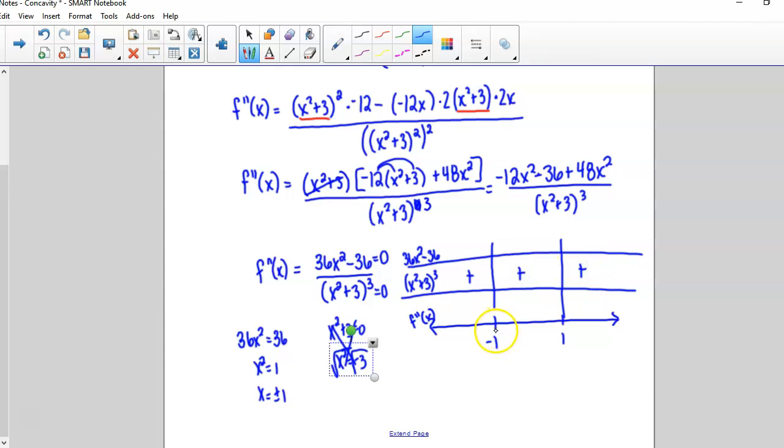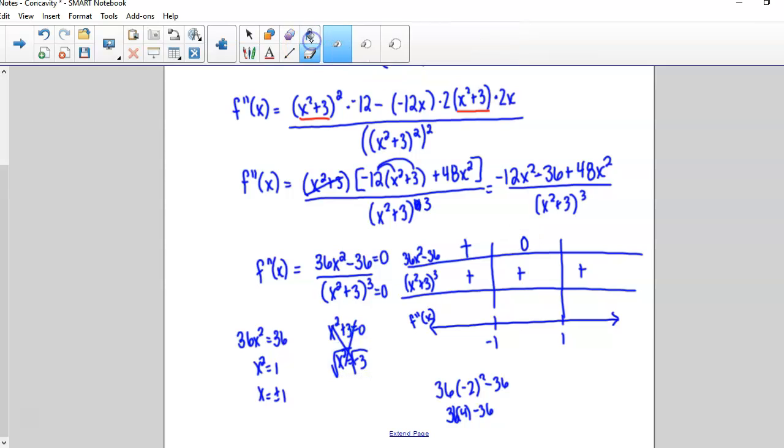If you pick a number to plug in less than negative 1, like negative 2, you could have 36 times negative 2 squared minus 36. That's 36 times 4 minus 36. Not really important what that is, but it is going to be a positive number. If you pick a number between negative 1 and 1, like 0, you're going to get a negative. So we'll have a negative here. And then if this was a positive 2 here, we'd still get the same. So we get positive, negative, positive.